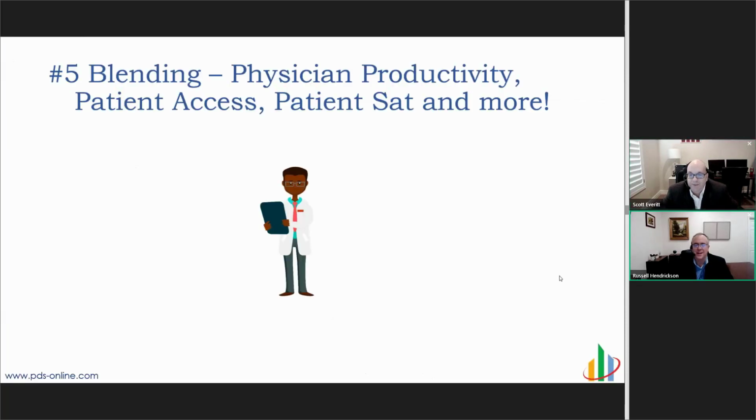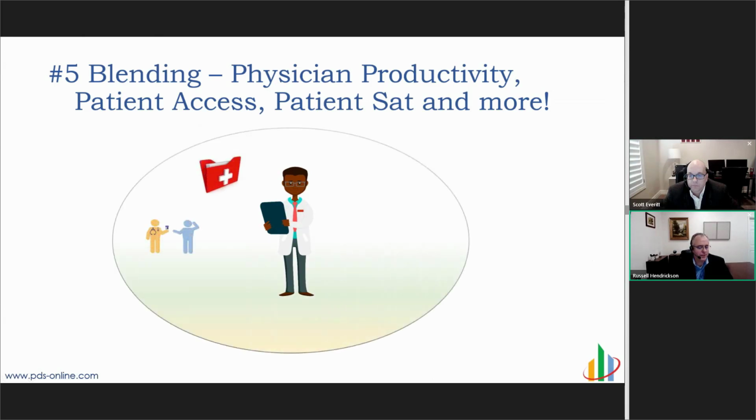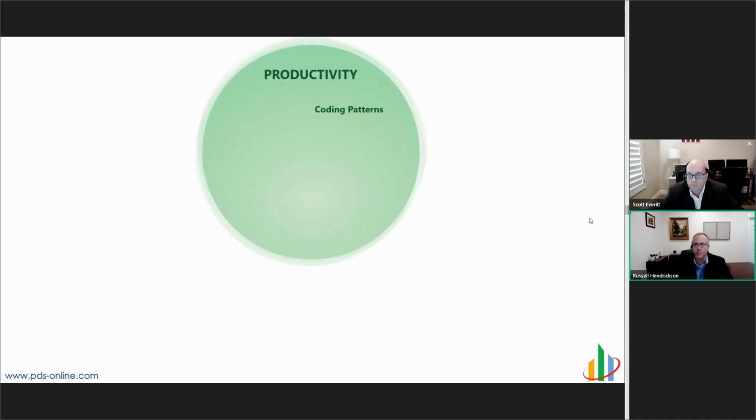Let's go ahead and take a look at our 5th example. And this one, we're really going to build on everything that we've just shared. So we're going to talk about blending physician productivity, patient access, patient satisfaction, and all of those key factors, tying back to practice wellness. We're going to look at a number of different factors. Scott, why don't you walk us through the Venn diagram here to understand what the metrics are and how we look for where the key overlaps are?